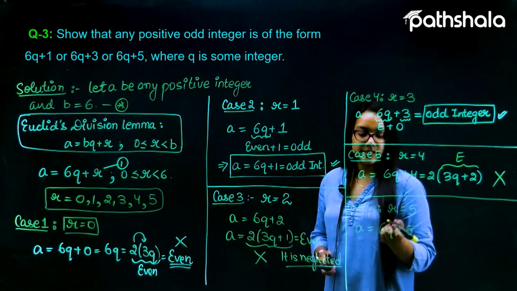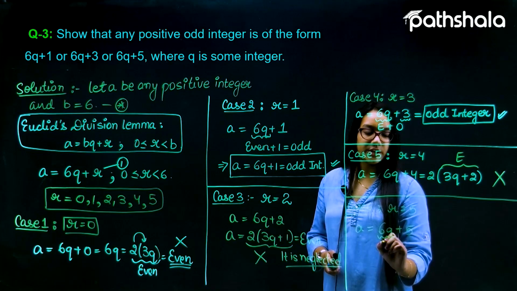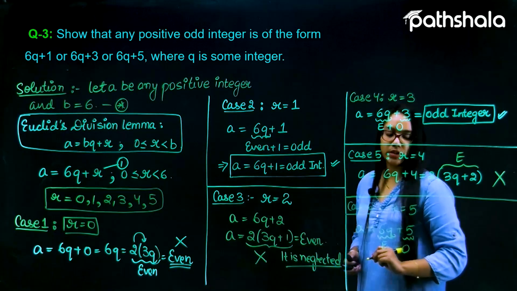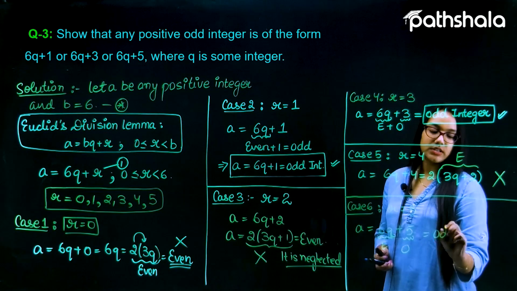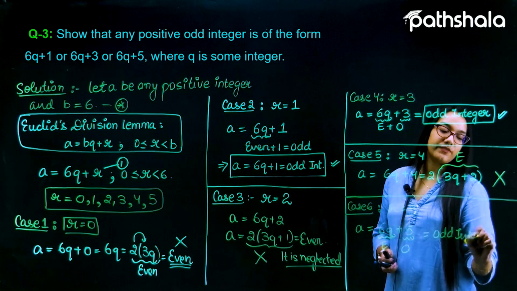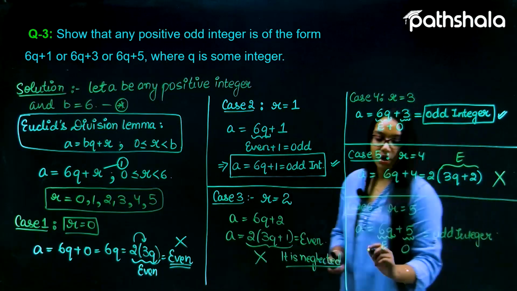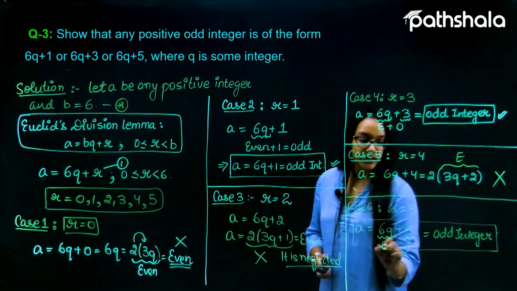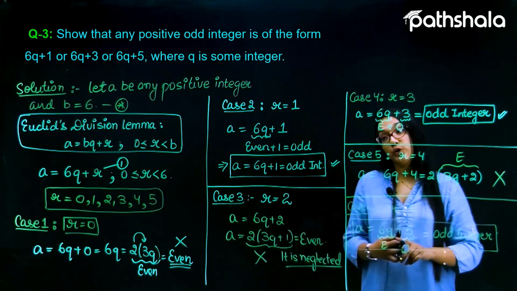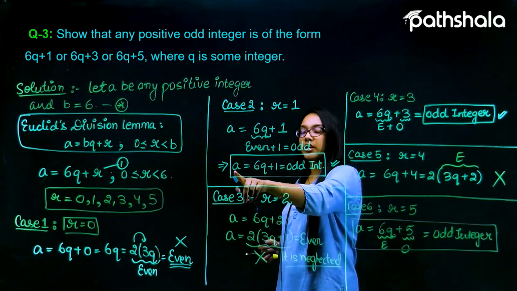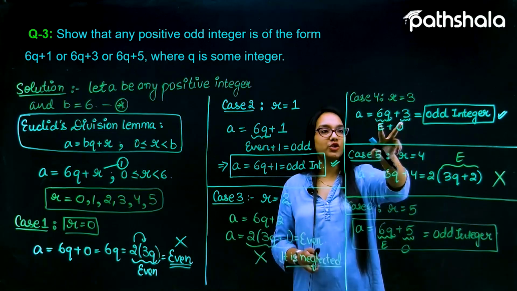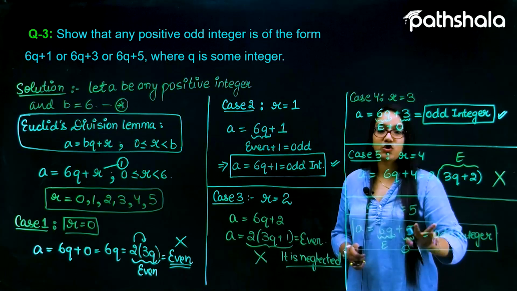Again, 6q is nothing but an even integer, and 5 is nothing but an odd integer, and an addition of even and odd is nothing but an odd. So this is nothing but an odd integer. So a is equal to 6q plus 5 is an odd integer. So the three cases are all clear to you, I guess, that a is either of the form 6q plus 1, which is an odd integer, or of the form 6q plus 3, or of the form 6q plus 5.